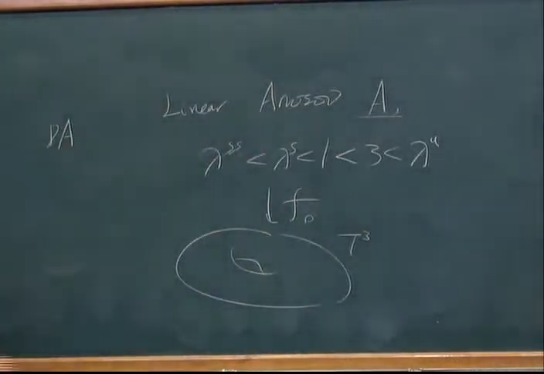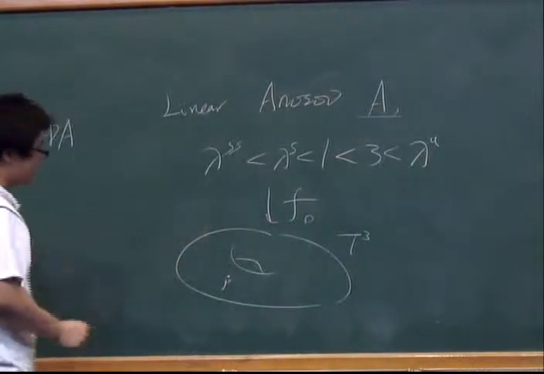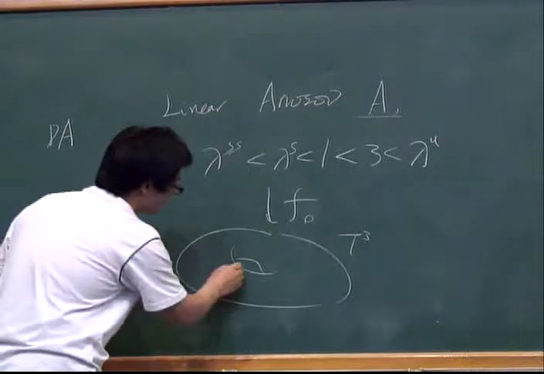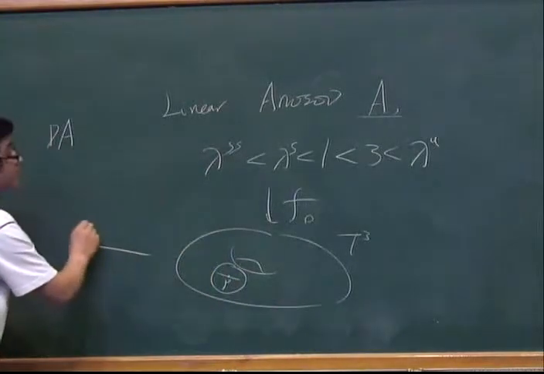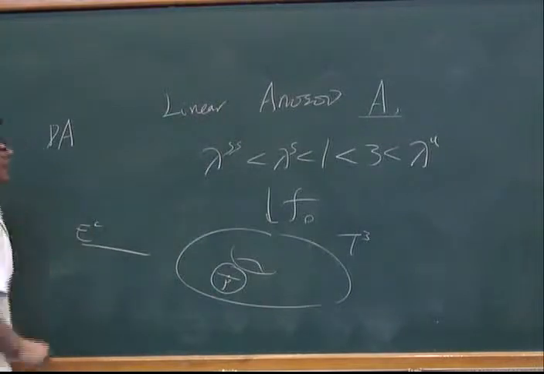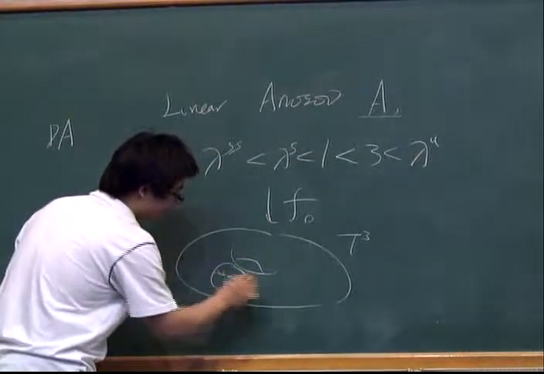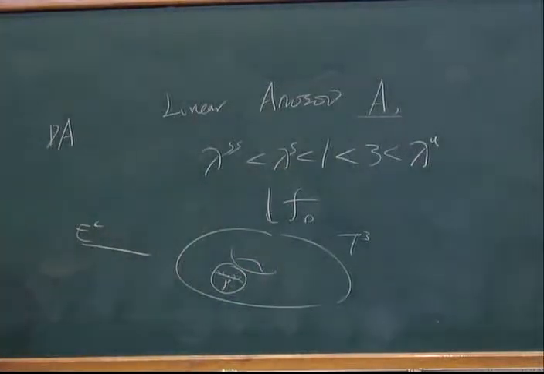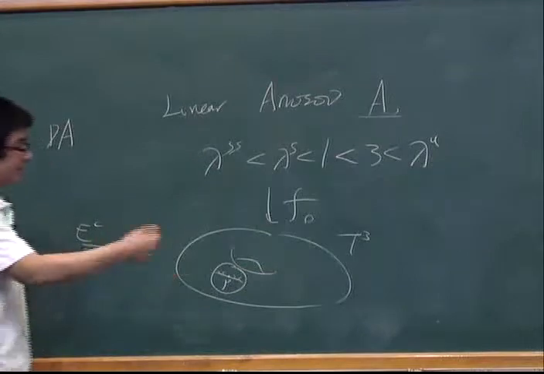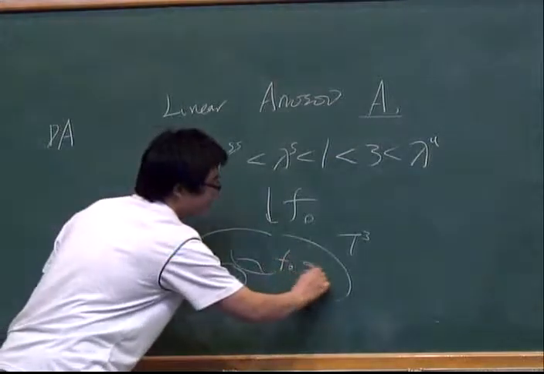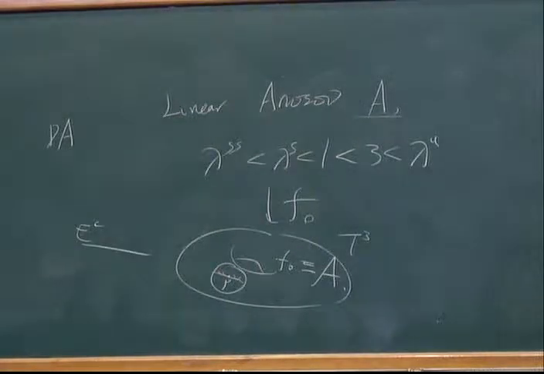In T3, we make a change in the neighborhood of a fixed point. We change the center direction. So here's the center direction. We change the index of the periodic point. And the outer side is the same as Anosov. Outside, F0 equals Anosov.